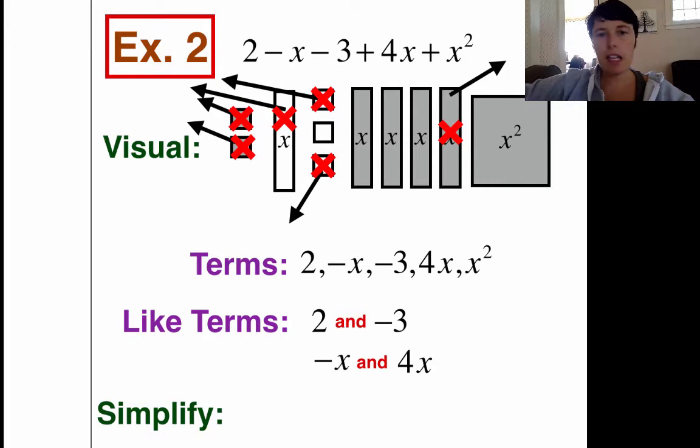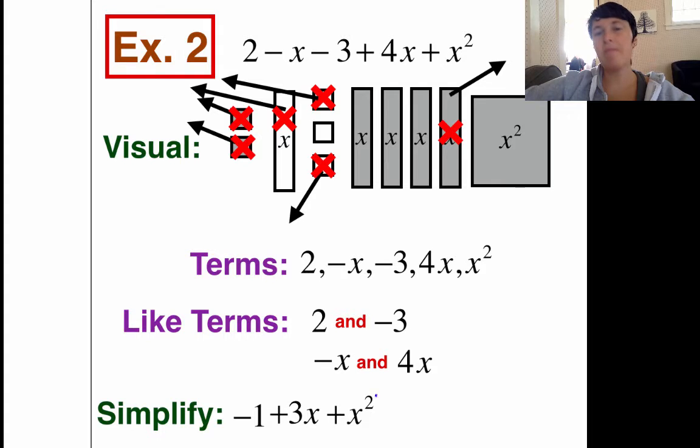I still see a negative 1. I still see 3 x's. I still see an x squared. So we got negative 1 plus 3 more x's plus the x squared. That's our simplified answer.